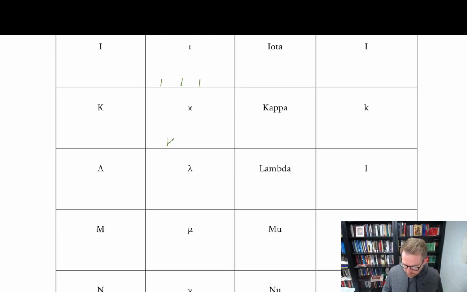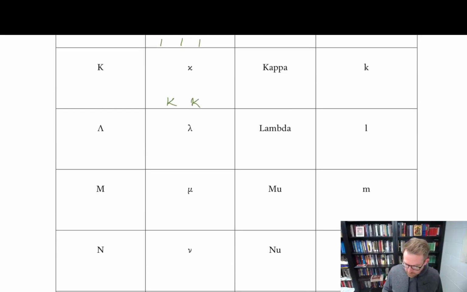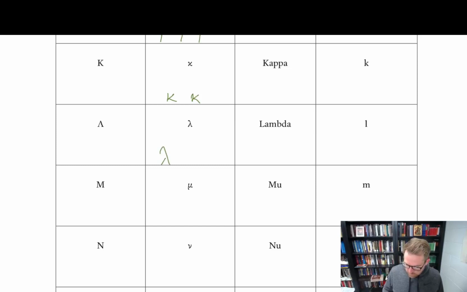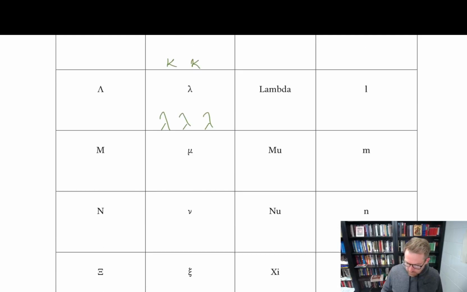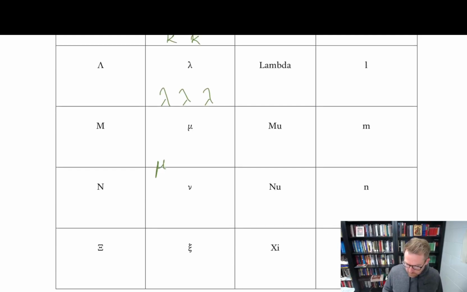Kappa looks a lot like our K. That's not a very good kappa there, but in a similar sound, kappa. Lambda. Lambda. Mu, like our M. You're going to come down, give it a little extra at the bottom here, and then come up to the top. Mu.